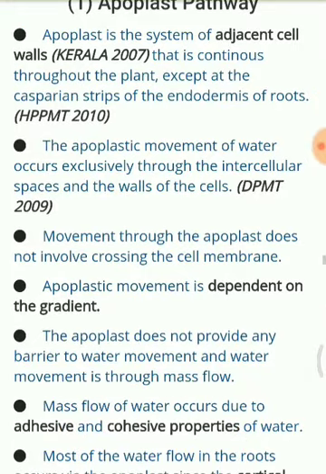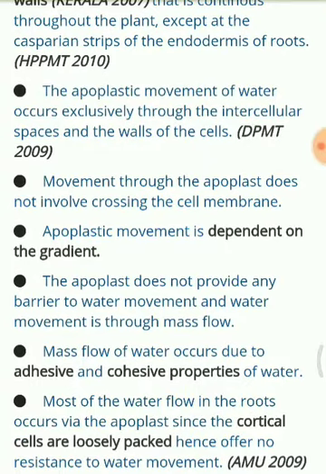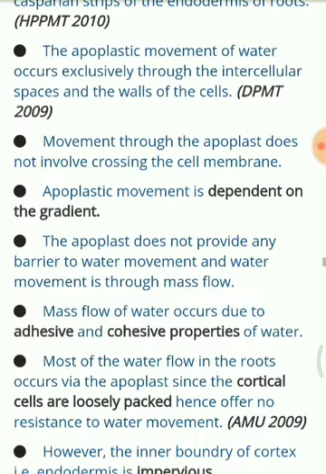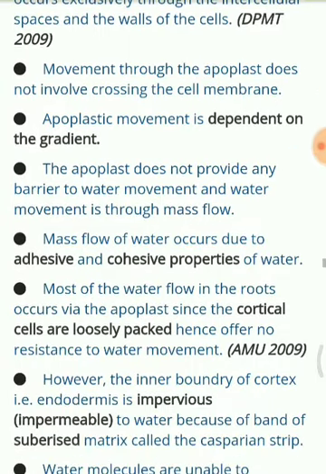The apoplast does not provide any barrier to water movement, and water movement is through mass flow. Mass flow of water occurs due to adhesive and cohesive properties of water. Mass flow of water in the root occurs via the apoplast since the cortical cells are loosely packed, hence they offer no resistance to water movement.